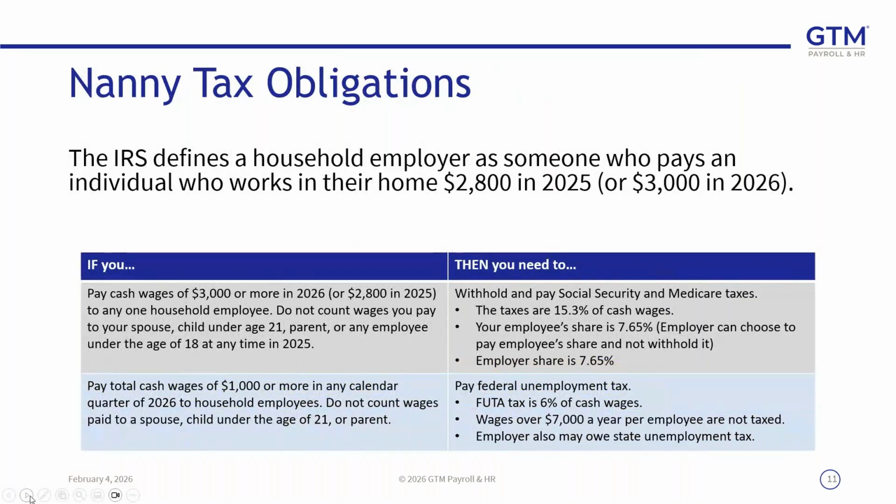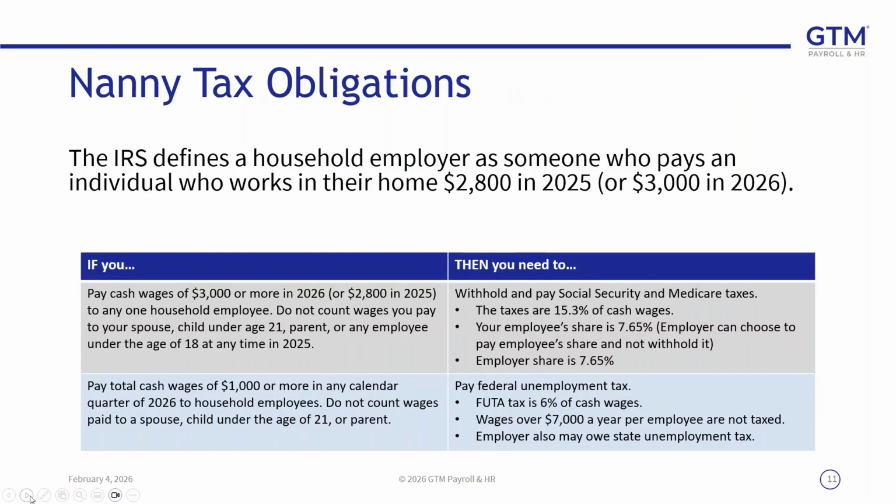If a family goes over that wage threshold, they'll need to withhold and pay Social Security and Medicare taxes, which are commonly called FICA taxes. That total is 15.3% of cash wages, which is split evenly between the employer and the employee, with each contributing 7.65%. Employers can choose to pay their employee share and not withhold it if they want.